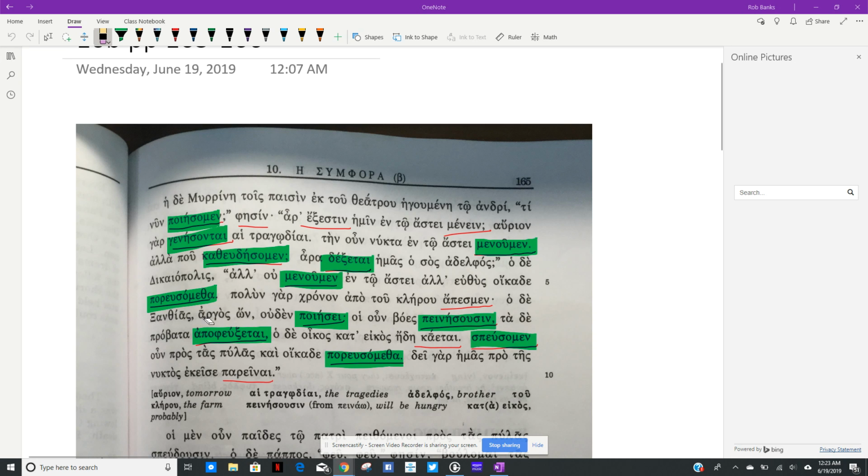Xanthias, so Xanthias, argos ōn, being lazy, right? Ōn here, the present active participle from to be. So being lazy. Ouden poiēsei, he will do nothing, right? Future tense from poieō. The contract vowel here lengthens to eta. Right? So poiēsei, he will do nothing. Therefore, hoi boes, the oxen, peinēsousin, they will be hungry. Future again, the S. Ta de probata, and the flock, apopheuxetai, will run away. Right? So G in front of S becomes the X letter, right? So the future S is buried in that. So will run away.